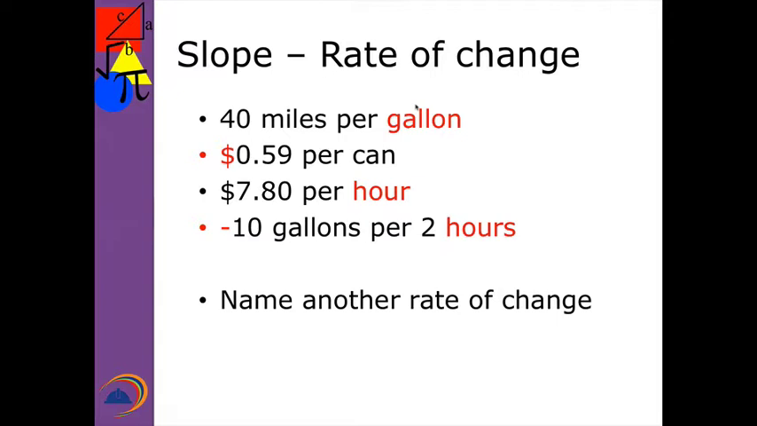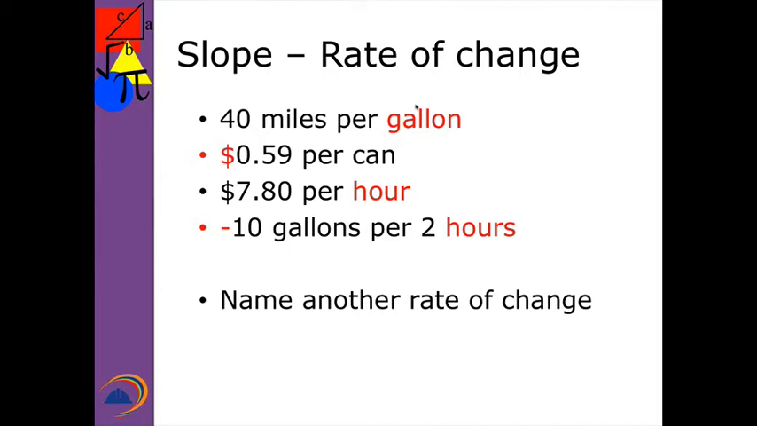Now we're going to talk about rate of change. Rate of change appears all the time in real life. You probably just never thought of it. But 40 miles per gallon, that's a rate of change. If I spent 59 cents per can of tomatoes, that's a rate of change. $7.80 per hour is a rate of change. If I use 10 gallons per 2 hours, that means I use 10 gallons of gas every 2 hours. So on your note taker, write another rate of change.